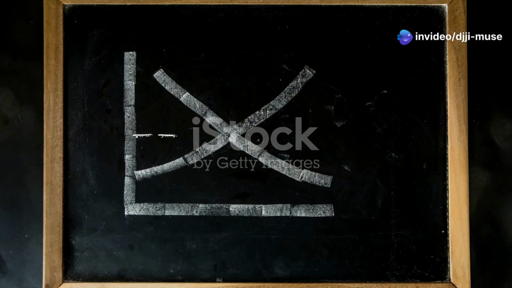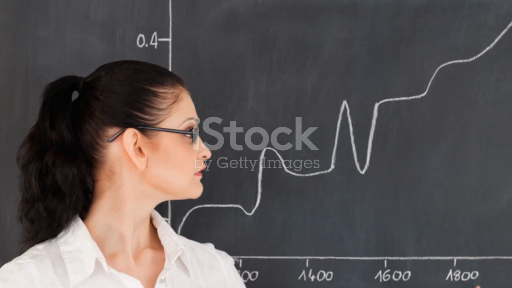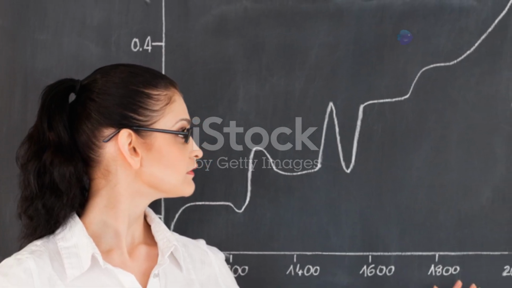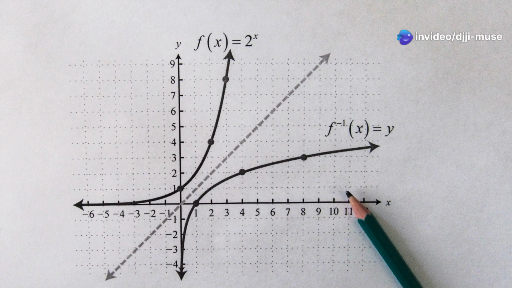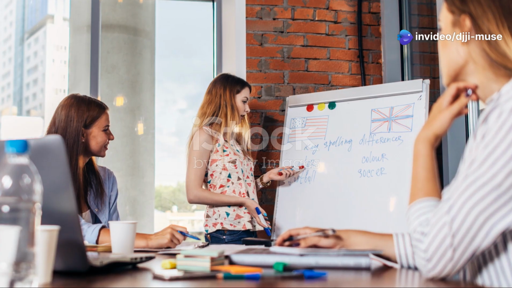But wait, there's more. Sometimes you'll come across radical functions that look like a semicircle. This happens when your function has specific restrictions on its domain and range. On the other hand, functions with absolute values can create sharp V-shaped graphs. It's crucial to understand these differences to master graphing.